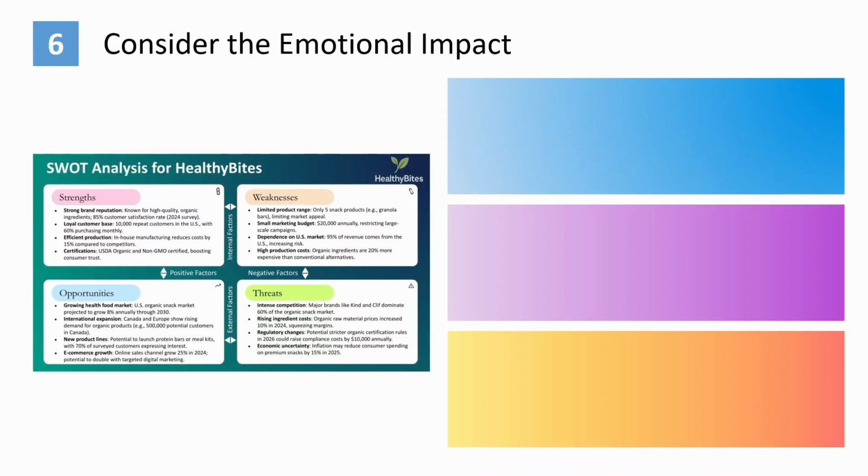Number 6, consider emotional impact when we create gradients, depending on the context of your slide. So if the slide is about growth, positivity, you might want to use a green gradient. If it's about creativity, you might want to use purple. If you want to project energy or urgency, use orange or red. So pick colors that match the mood of your content.